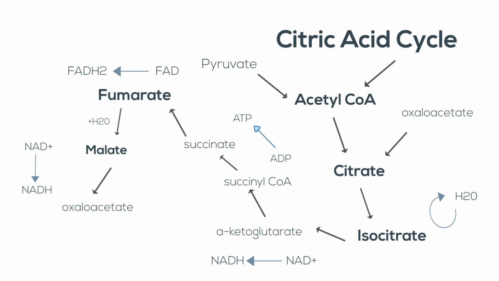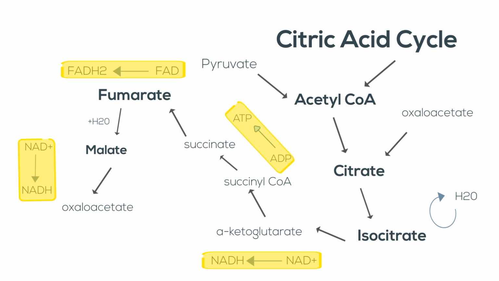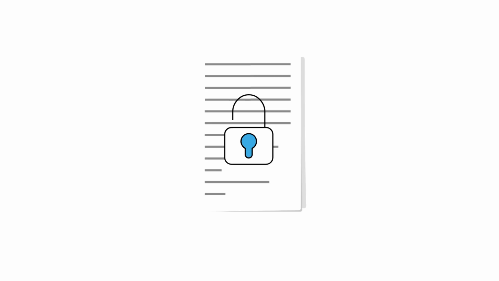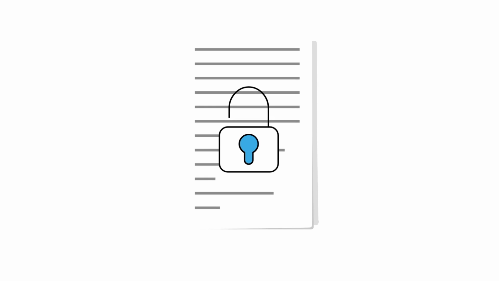The pyruvates from the earlier slide help start the citric acid cycle. Similarly to glycolysis, the citric acid cycle has many minute and complicated steps. The primary products are ATP, FADH2, and NADH. At the end of glycolysis and the citric acid cycle, only 4 molecules of ATP are created, which is not very nearly enough for a cell.